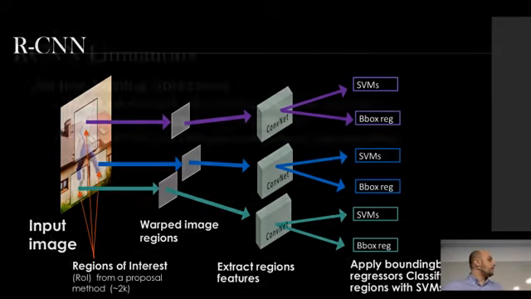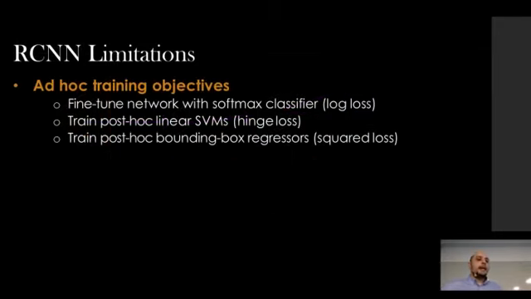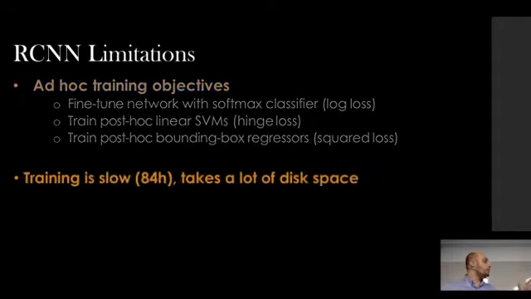That's the RCNN. You can see that still there are people involved, still there are ad hoc steps. So basically we had to work with 3 different loss functions, one for the log loss, one for the support vector machine, and one for the square loss for the bounding box regressors. And the training would take about 84 hours. So if you want to try a new idea, you have to wait. And this kind of prototyping was very, very, very slow.